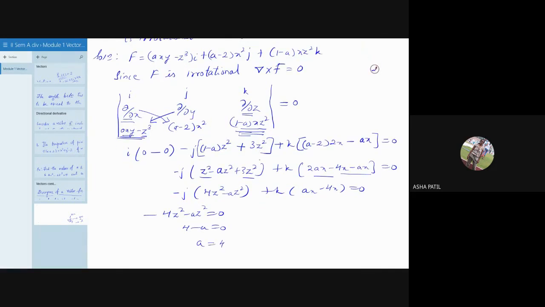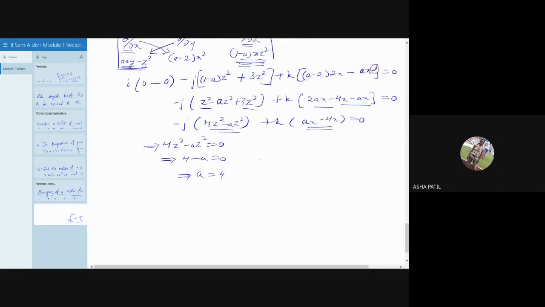So you are not finding the value of only one constant a. Either equate this or you equate this, both will give you a equal to 4. So that is one part of your example, finding the value of the constant. Hence find its scalar potential is there. It is given, it is the vector potential. Its scalar potential we have to find. So how to find the scalar potential of this?